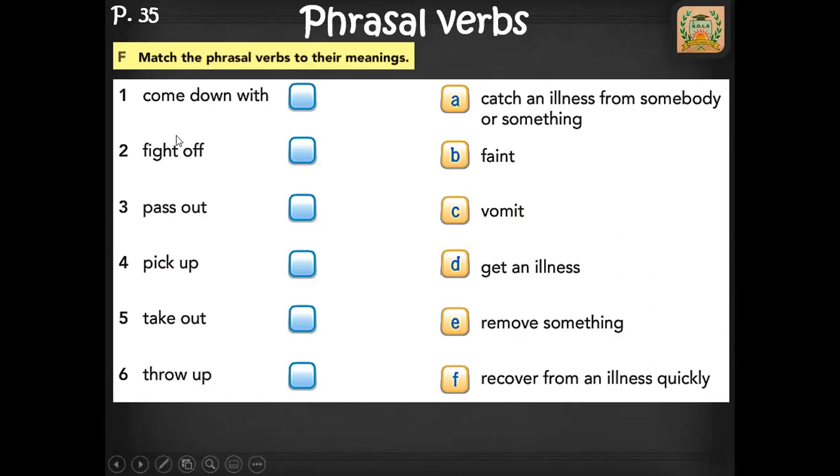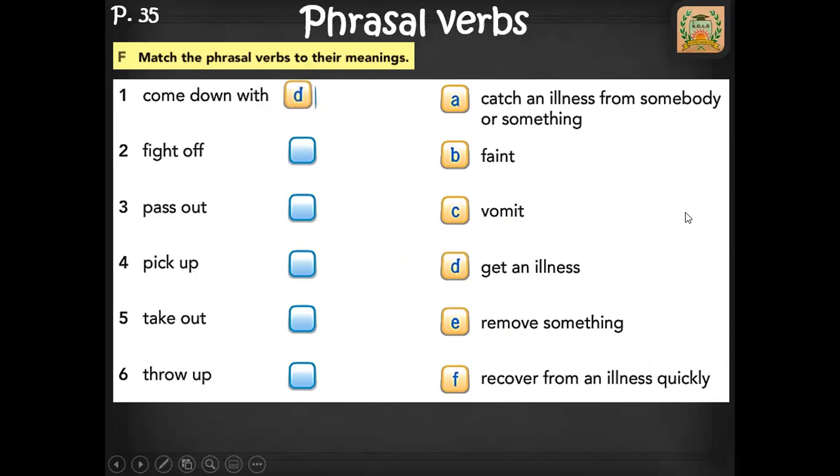Anyway, we have come down with, fight off, pass out, pick up, take out, throw up. I want to match these phrasal verbs with their definitions from here. Here we have: catch an illness from somebody or something, faint, vomit, get an illness, remove something, recover from an illness quickly. Come down with means get an illness.